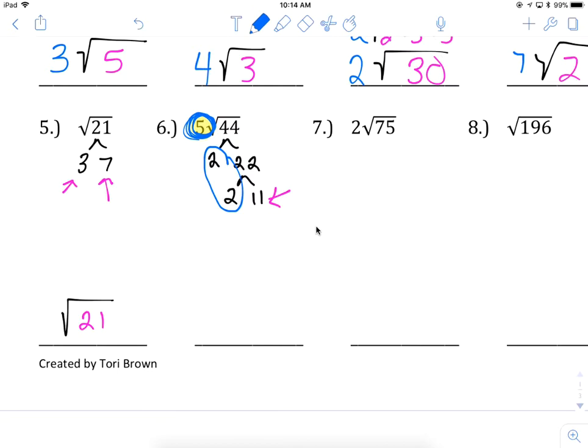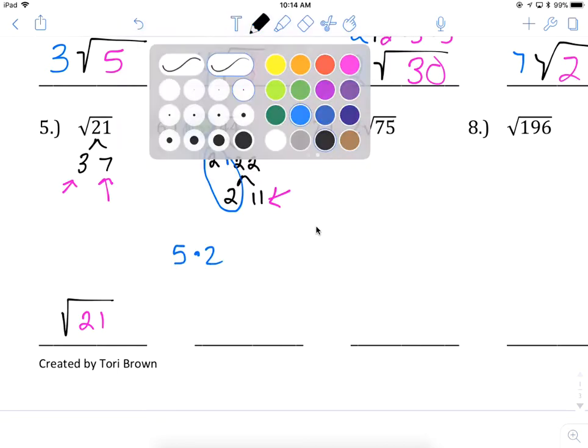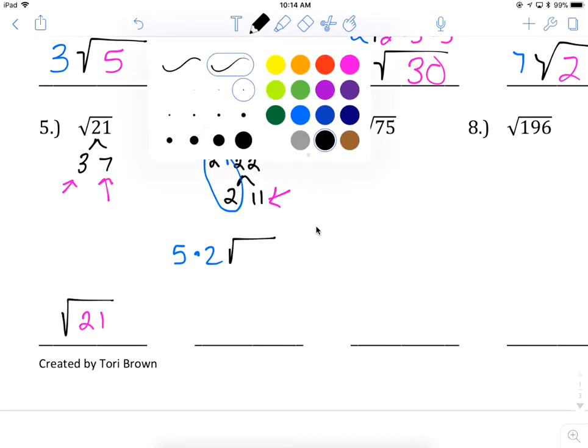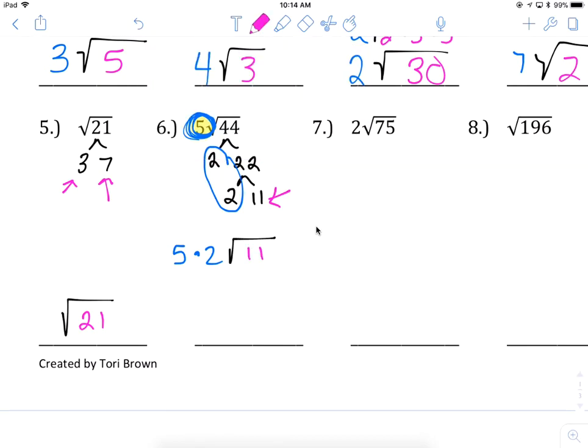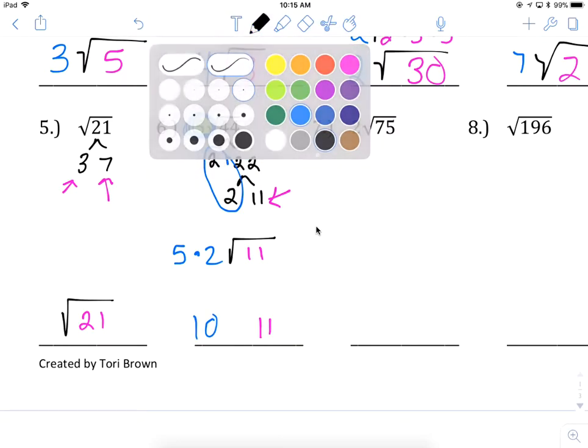This 11 makes a single, and this 5 actually here, he is an extra date, okay? He's already on the outside of the house, so we're going to treat him like an extra date on the outside, which means we have 5 and 2 on the outside, we have this 11 on the inside, and our final answer is going to be 10 square root of 11.